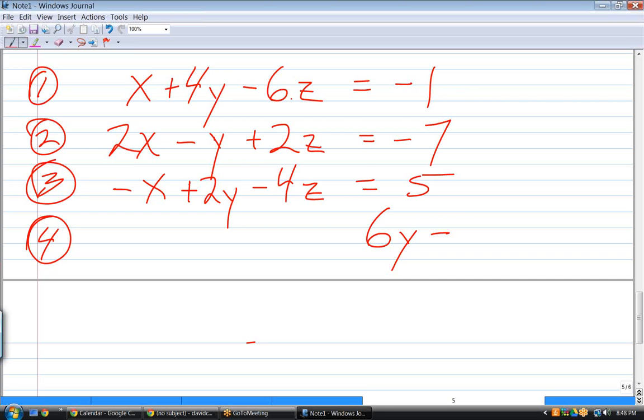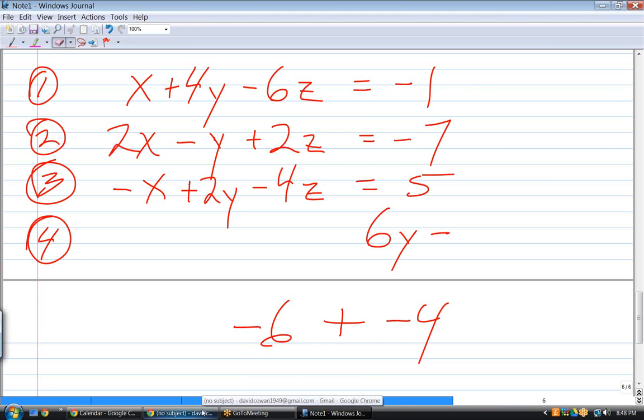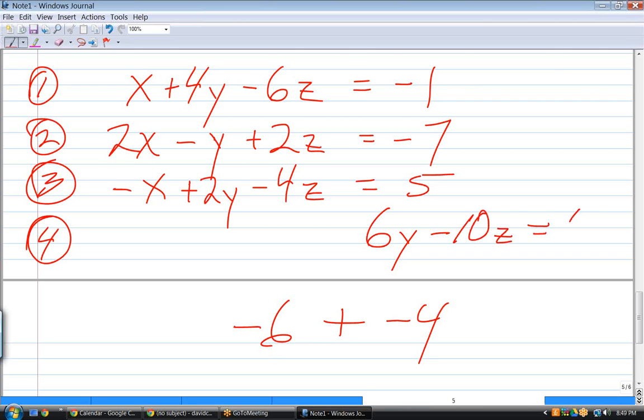When I add minus 6 to minus 4, what do I get? What's minus 6 plus minus 4? It's -10. Why is it -10? I thought negative plus negative equals positive. No, not when you're adding. When you're multiplying, yes, but not when you're adding. When you're adding, negative plus a negative is negative. So it's minus 10z. Add the 2 numbers, you get 4.